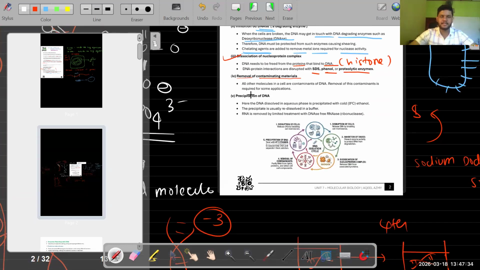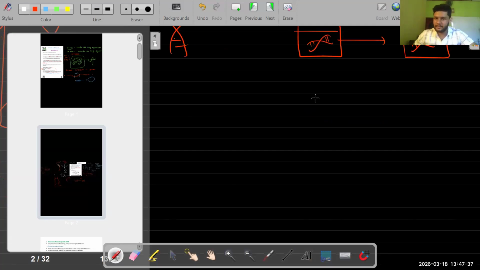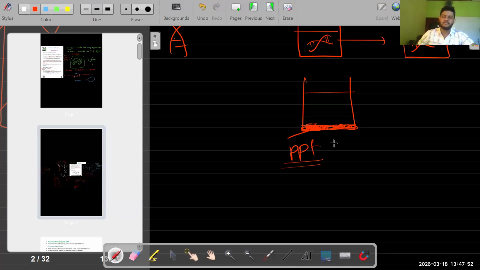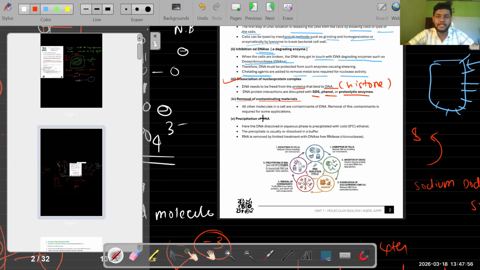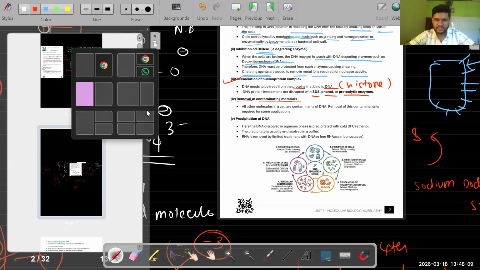Precipitation of DNA. Precipitation means, normally, what does a precipitate mean? If this is a solution, think of adding something that gives a suspension like this. A solid-like suspension is called a precipitate. PPT. Normal chemistry students, you might use these as PPT, precipitates, right? Now we have to precipitate DNA as a solid suspension. Can you understand what our idea is here? Why we perform this fifth step?